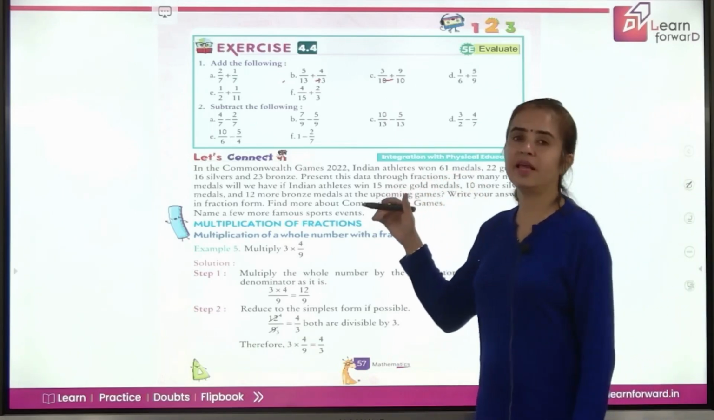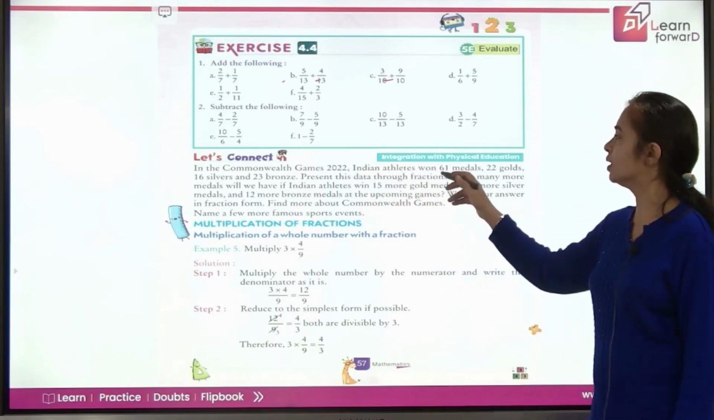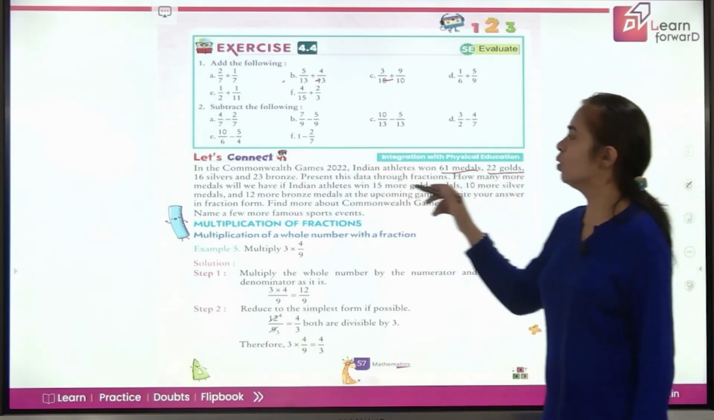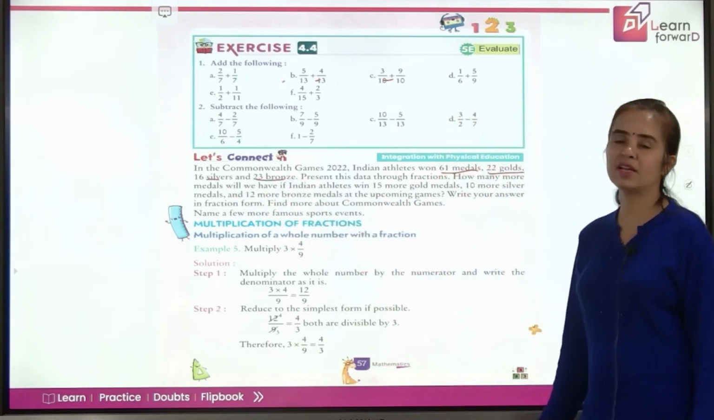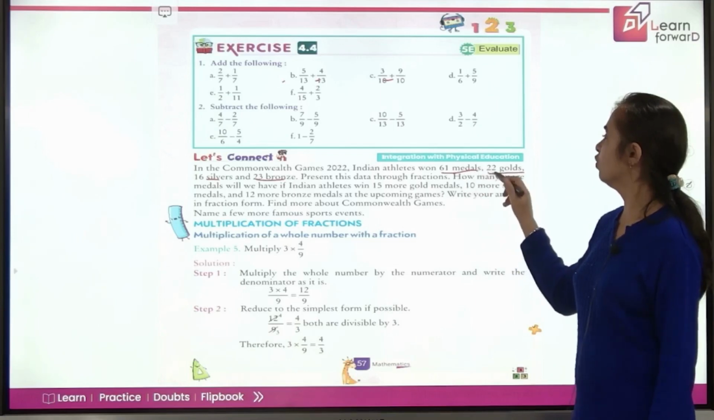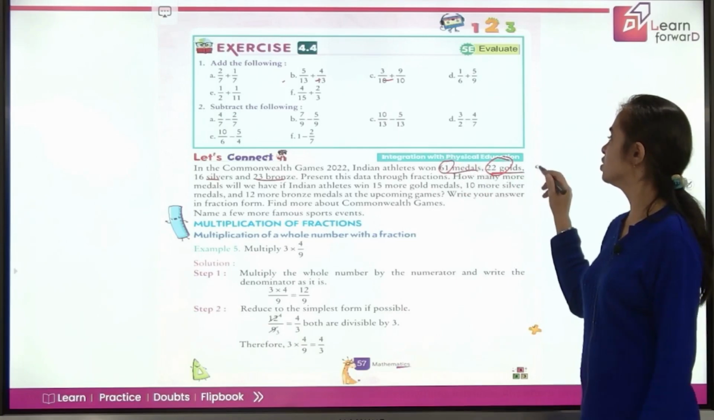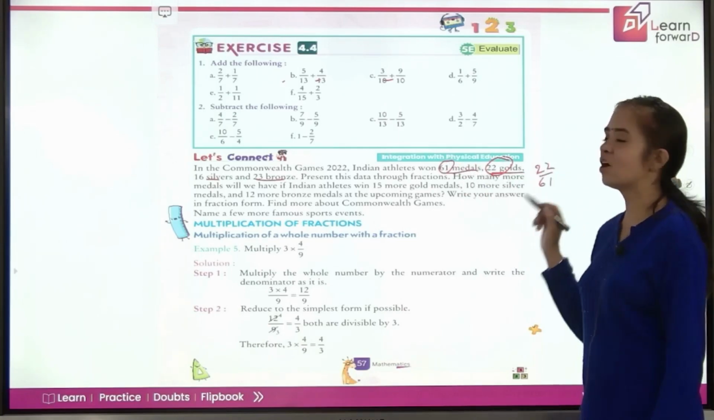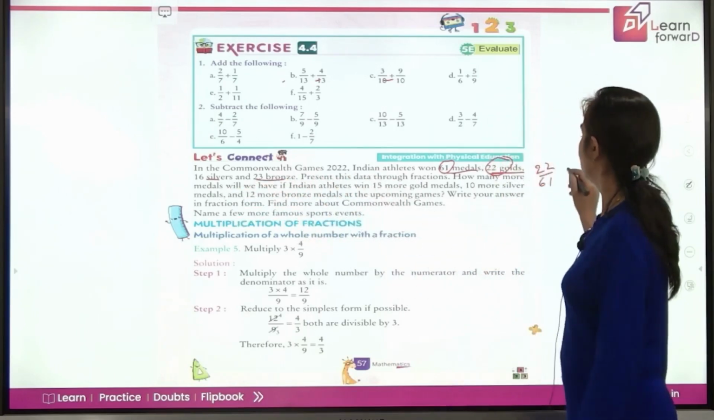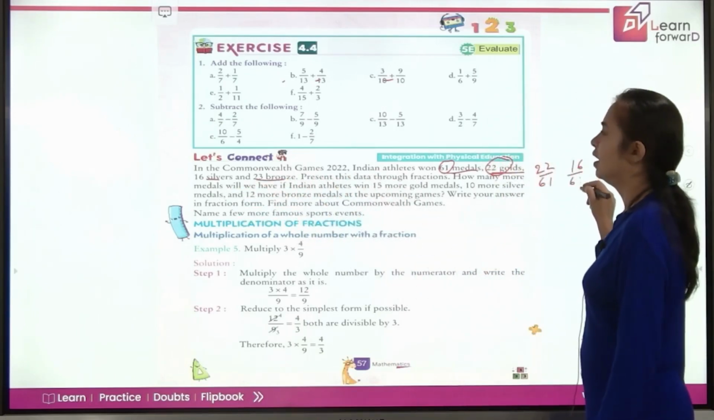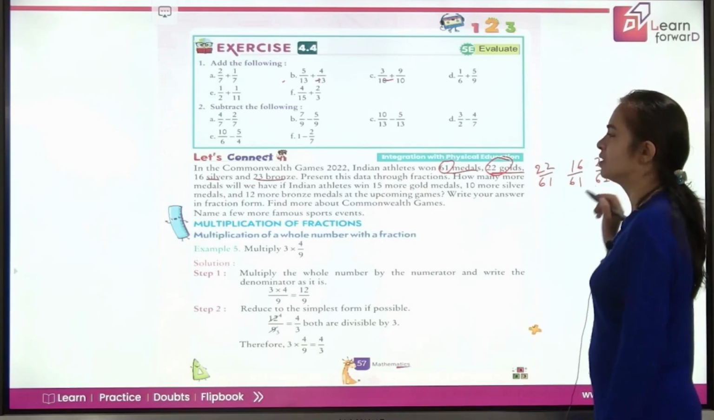Now, here's an activity for you. In the Commonwealth Games 2022, Indian athletes won 61 medals: 22 gold, 16 silver, 23 bronze. Present this data through fractions. So, what is the fraction of 22 golds? It is 22 out of 61, so it is 22 by 61. This is how we show it using fractions. What about silver? It is 16 out of 61 for silver and 23 out of 61 for bronze, right?